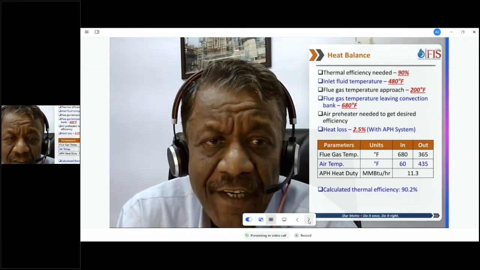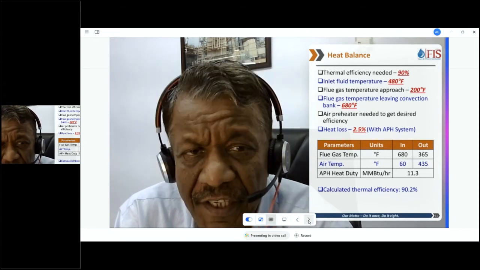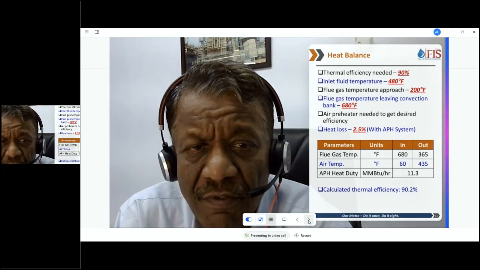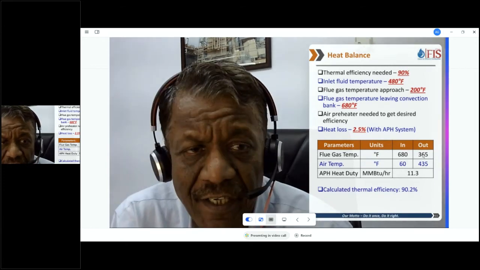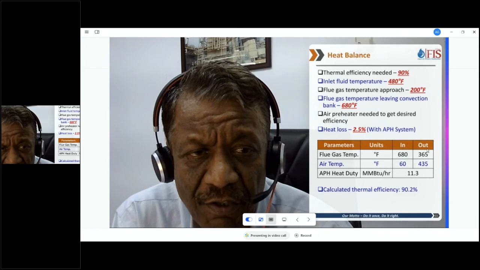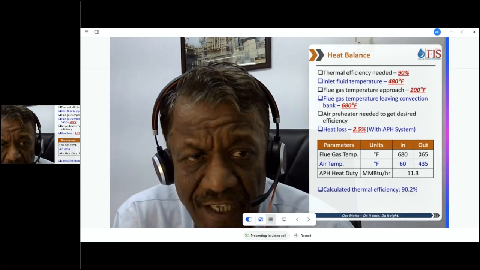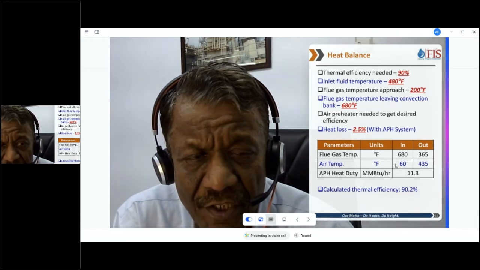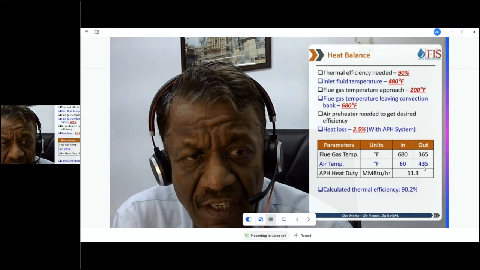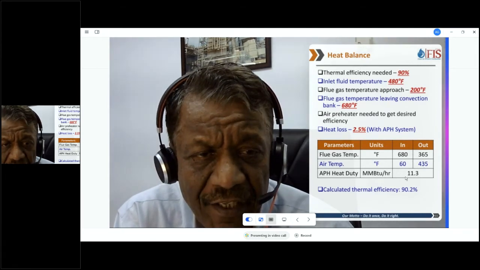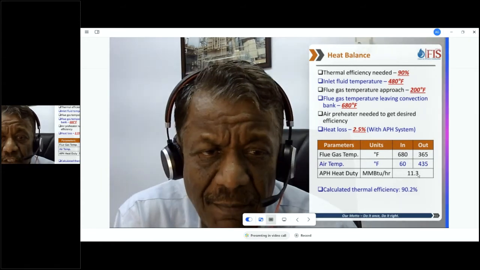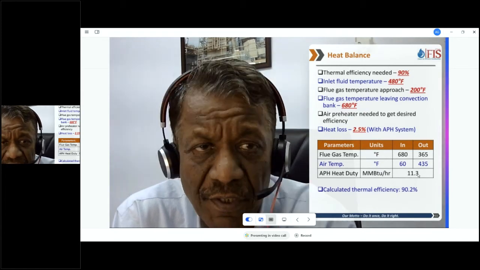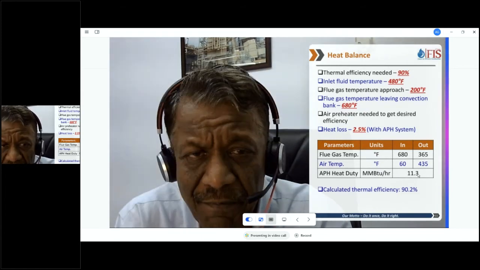And then we installed an air preheater because the client wanted 90% efficiency. So we installed an air preheater and cooled the flue gases to about 365. And as a result, the air temperature goes up from 60 to 435. And we have an air preheater of about 11.3 million BTUs. And the calculated thermal efficiency is about 90.2%. So we did this heat balance last time, a simple heat balance.